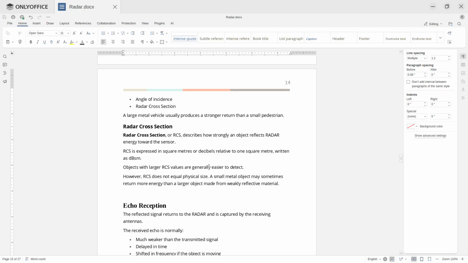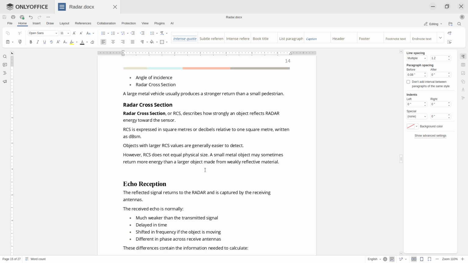So it basically depends on what kind of material you are using. Different kinds of material will have different RCS. Sometimes a stealth aircraft, which has been made using stealthy materials, will have an RCS similar to that of a very small bird. So that is what this stealth technology is all about.